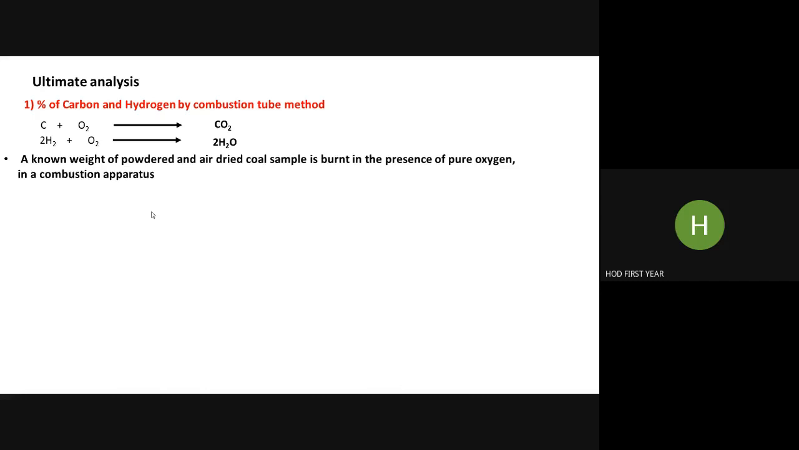You understand why? Because ultimately we are going to convert carbon present in coal into CO2, and hydrogen present in coal into H2O, by burning that coal in presence of oxygen of air. So that air should not contain CO2. Then that will create error. That will be extra carbon. So it should be free from CO2 as well as H2O. Then we will get correct percentages of carbon and hydrogen. Right?